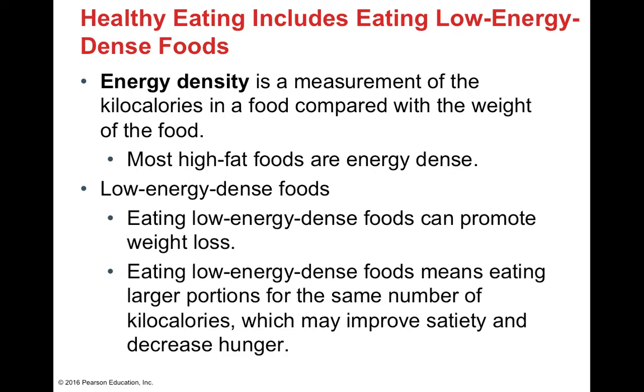Again, energy density is a measurement of kilocalories compared with the weight of the food. So how many calories do you get out of how many grams? And most high-fat foods are energy dense, and that's because, again, fat gives you more calories per gram than, say, carbohydrates or proteins. And low energy dense foods can improve weight loss. That means that you can eat more grams of the food but have fewer calories going in. So if you eat low energy dense foods, that means you're eating larger portions for the same number of kilocalories, which might help improve what's called satiety, or the feeling of fullness, and help decrease the feeling of being hungry.